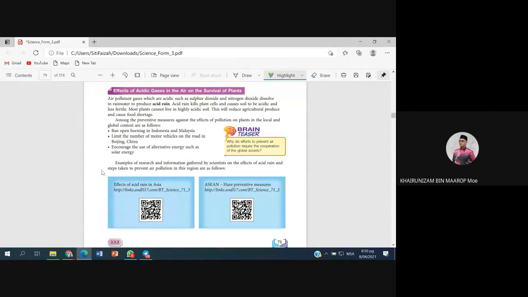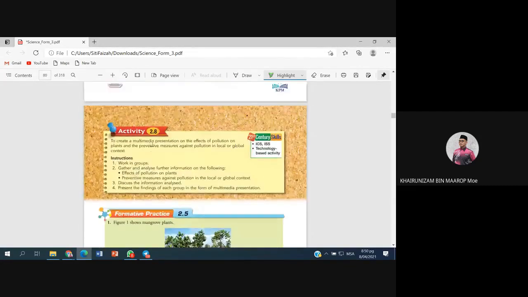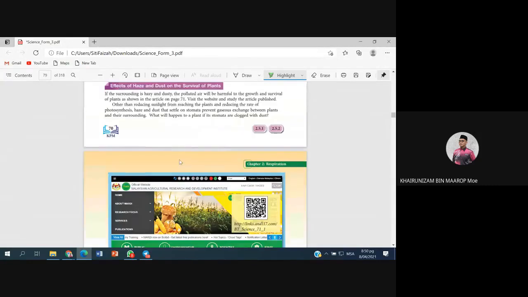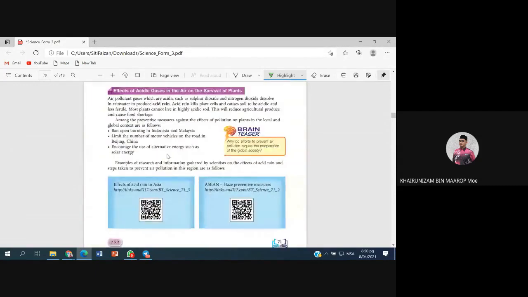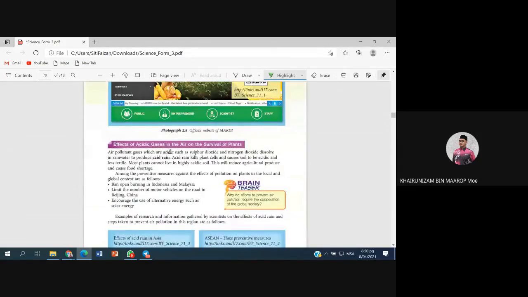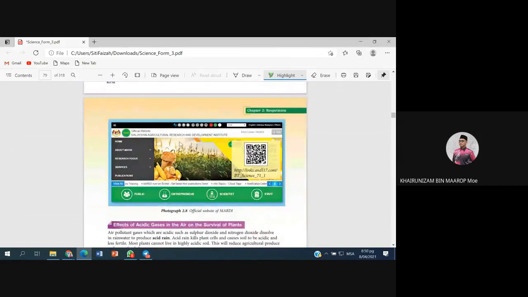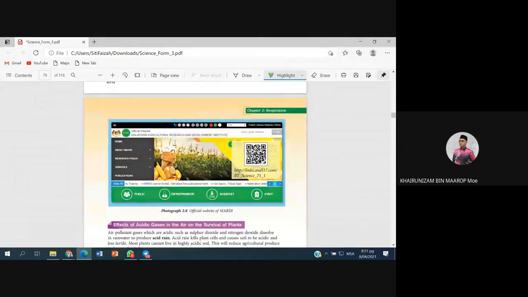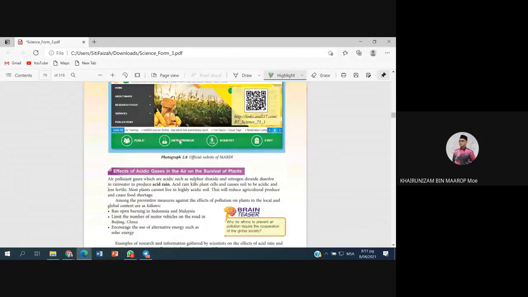the air pollution. Okay, so you can find more information from other resources. Don't stick to your textbook only, about the effect of air pollution on humans and plants, animals as well. Okay, I think that's all.